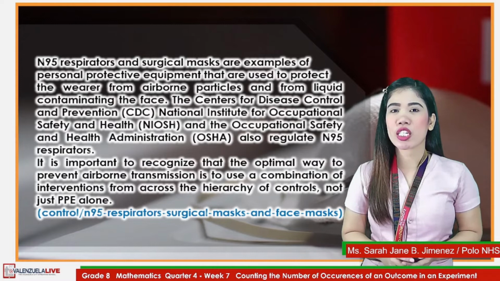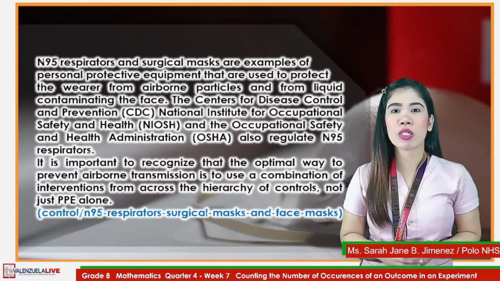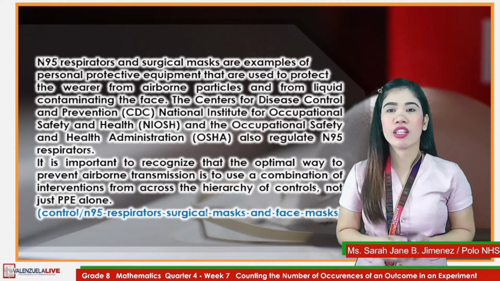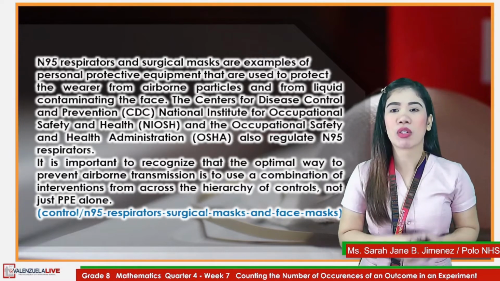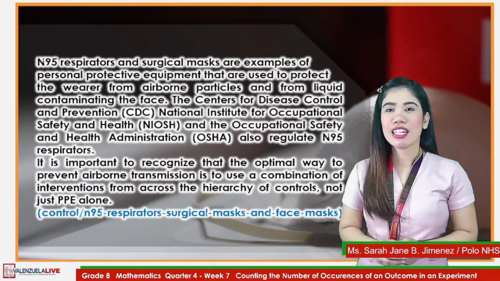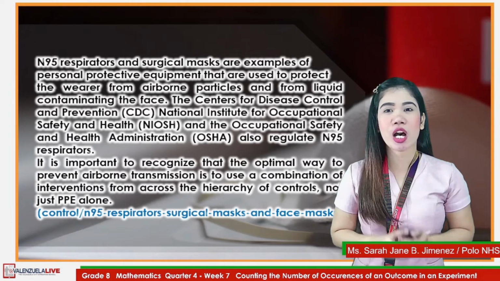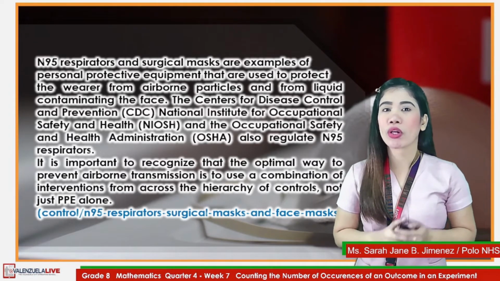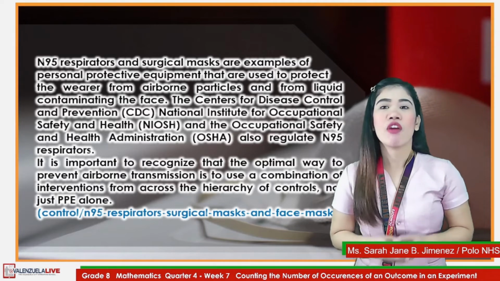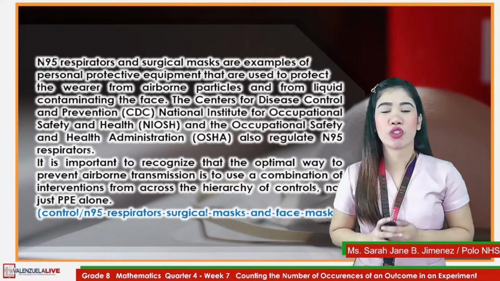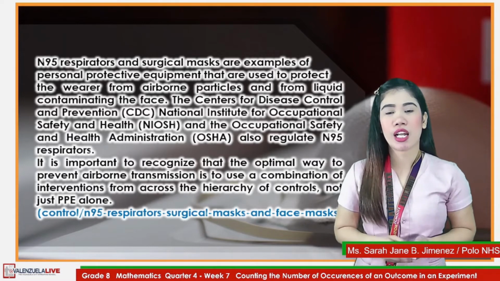N95 respirators and surgical masks are examples of personal protective equipment that are used to protect the wearer from airborne particles and from liquid contaminating the face. It is important to recognize that the optimal way to prevent airborne transmission is to use a combination of interventions from across the hierarchy of controls, not just PPE alone.